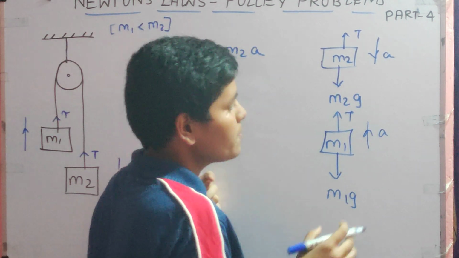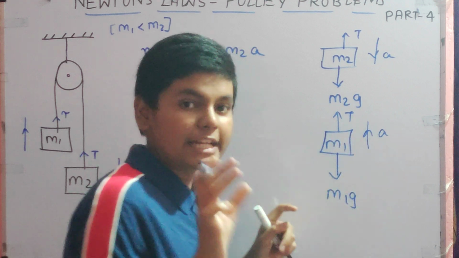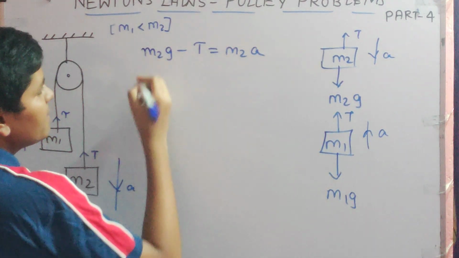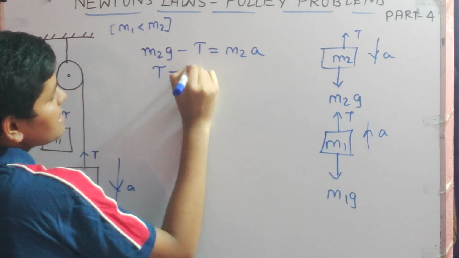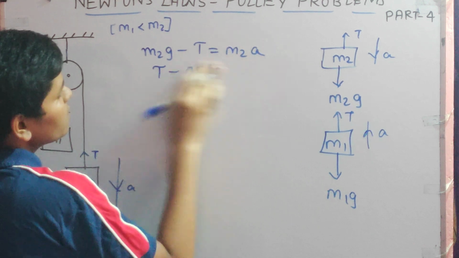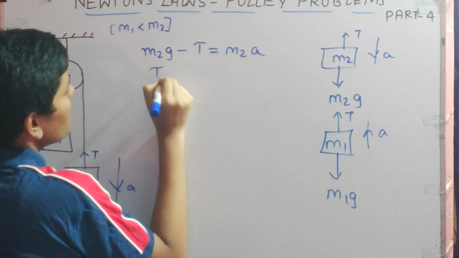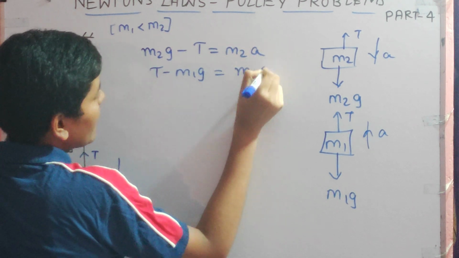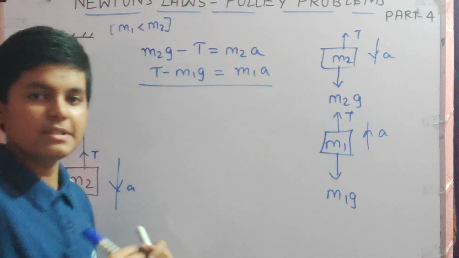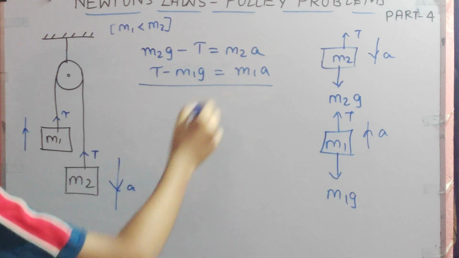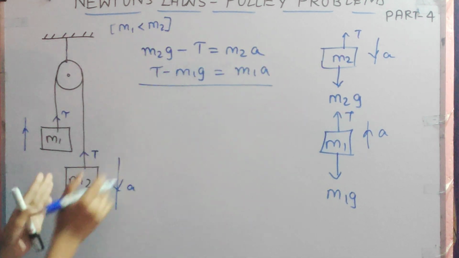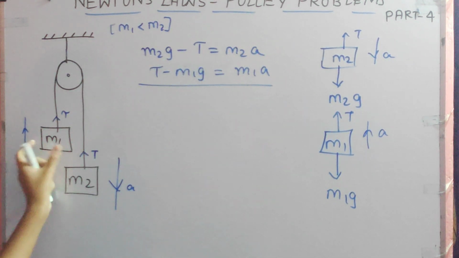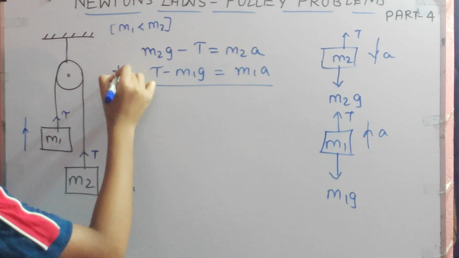So this time the block is moving up, so tension is dominating. So here what will be our equation? T minus M1G is equal to M1A. Now, from the second law video, this is equation number 1 for this body and equation number 2 for this block. We have to add both equations.